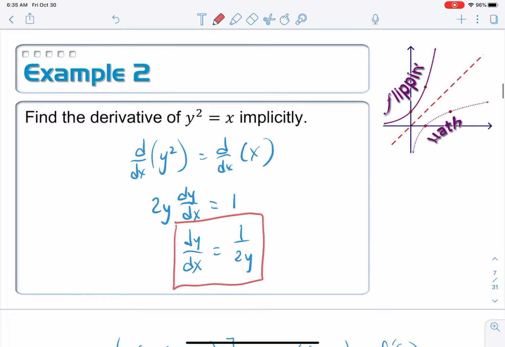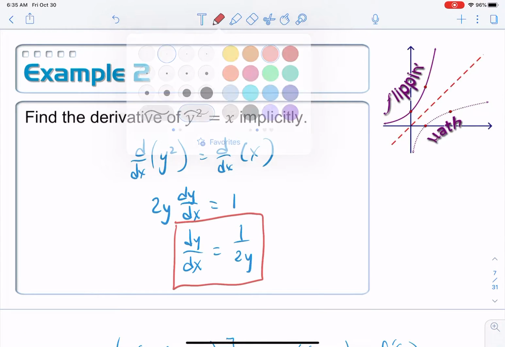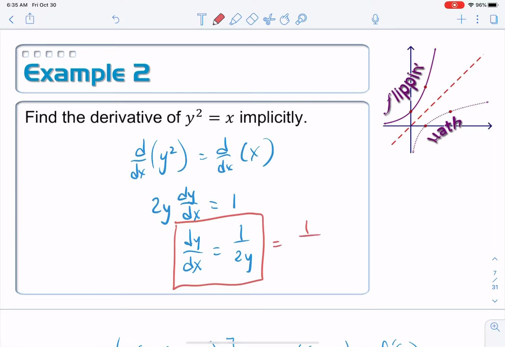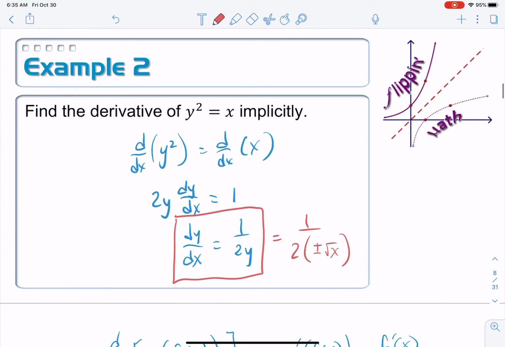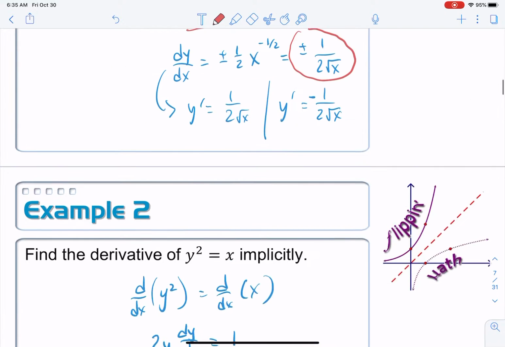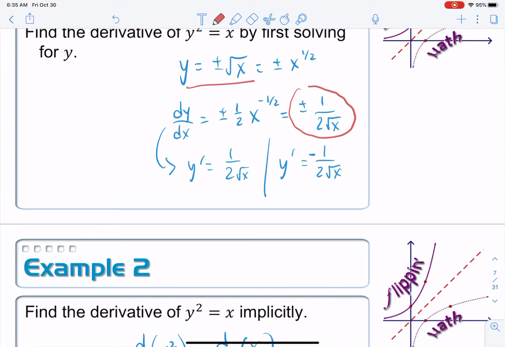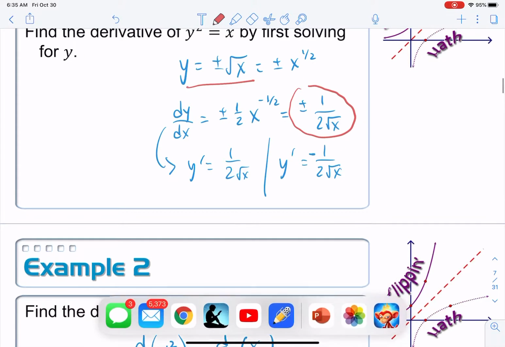Well, I can force that, because watch. What was y equal to? Y is equal to plus or minus the square root of x. Remember, whenever we solve for it, it's right there. So now you can see that that function is identical to the one that we got. But we got it a whole lot easier.